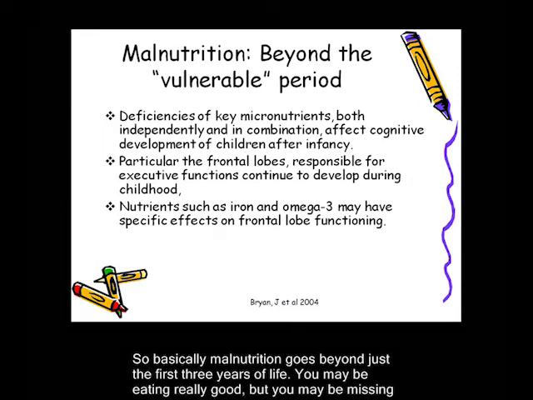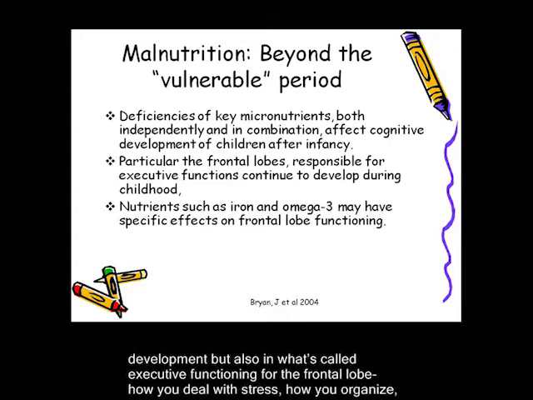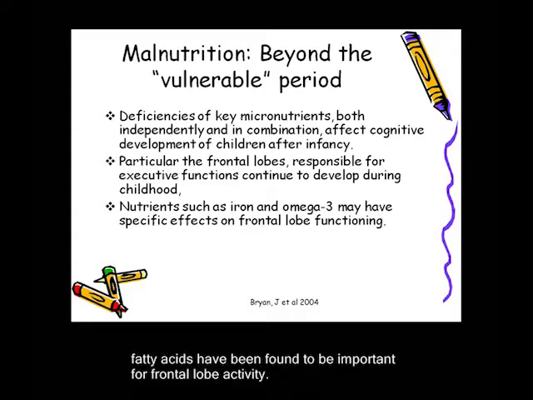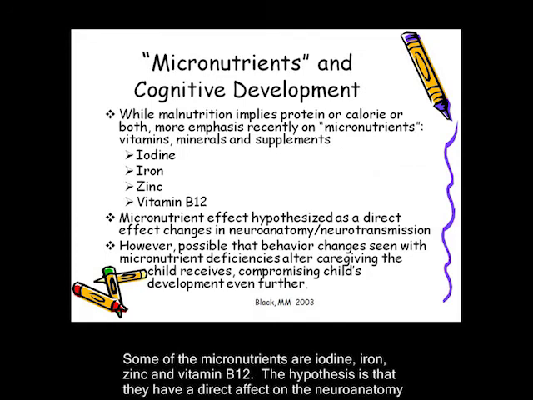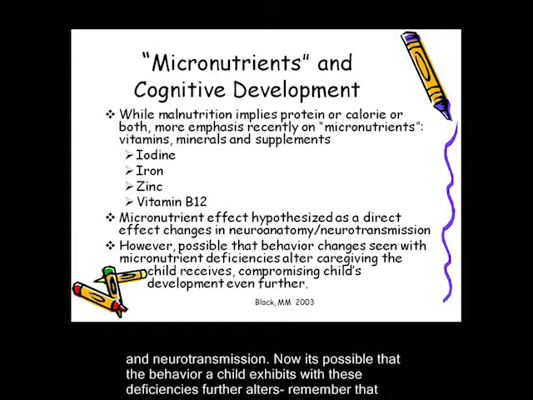You may be eating really well, but you may be missing out on key micronutrients, which we'll describe. And these micronutrients are important because they help both in the cognitive development, but also in what's called the executive functioning, your frontal lobes, how you deal with stress, how you organize, how you pay attention, how you shut out non-essential components. And some of these nutrients, like for example, iron and omega-3 fatty acids, have been found to be important for frontal lobe activity. Some of the micronutrients are iodine, iron, zinc, and vitamin B12. And the hypothesis is that they have a direct effect on the neuroanatomy and the neurotransmission.